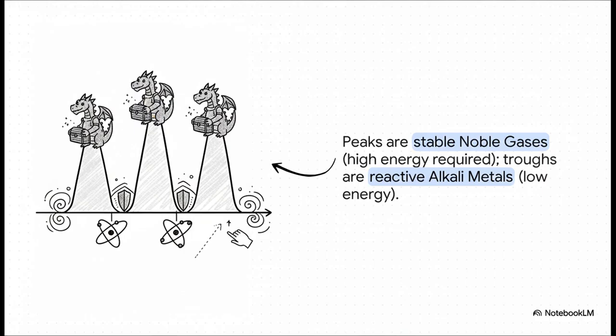And what about the lowest points, the troughs? Those are the alkali metals. They have one extra electron and are actually desperate to just give it away to become stable. So it's very, very easy to take it.